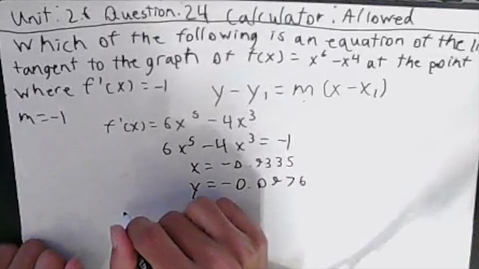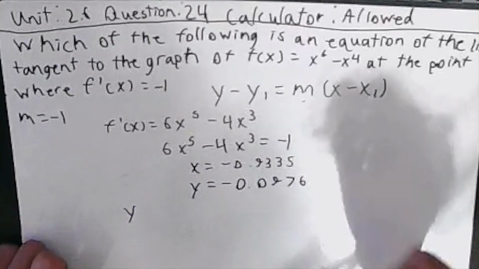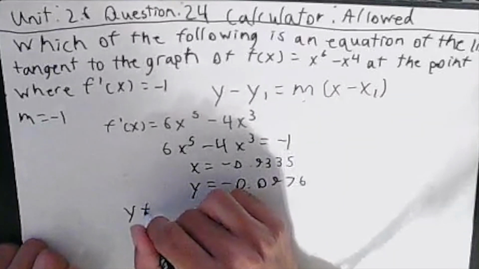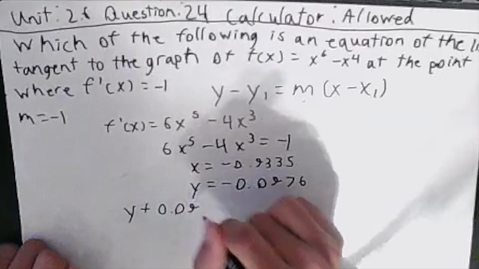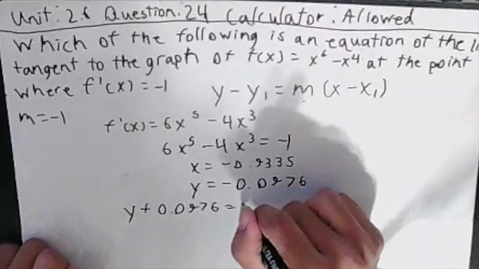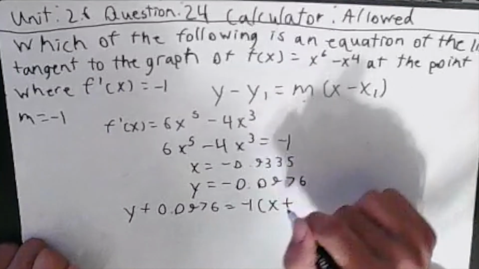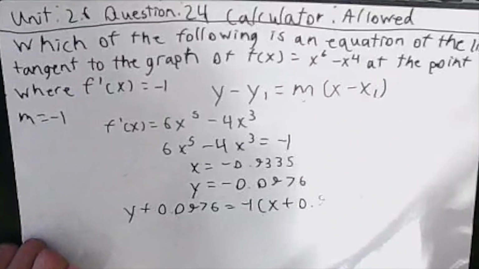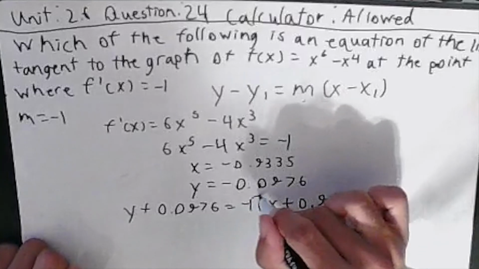Now I'm just going to write everything into the equation. And unfortunately, all our answer choices are in slope-intercept form, which means we're going to have to do some extra work after we do this. But first, let's do this. Y plus 0.0976 is equal to our slope, which is negative 1, times x plus, and then our x value, 0.9335.